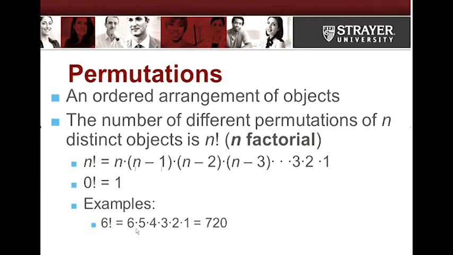So here's an example. 6 factorial is 6 times 5 times 4 times 3 times 2 times 1, and that works out to 720. And 4 factorial is 4 times 3 times 2 times 1, and that's 24. So factorial is just taking that number times everything down to 1.